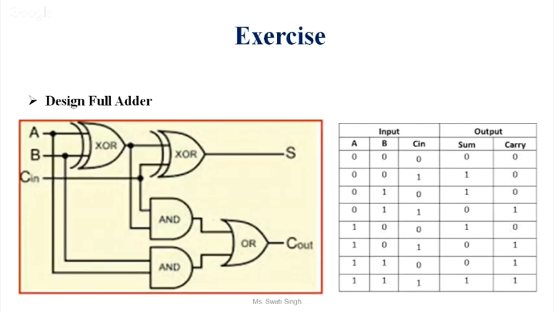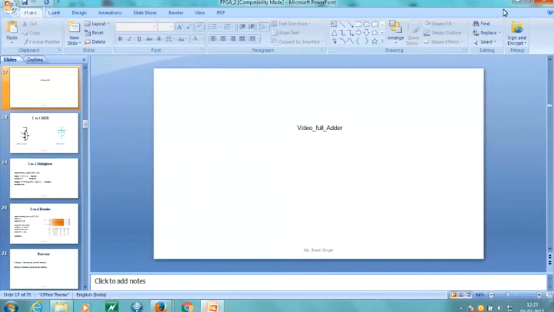Similarly, we can design a full adder. This is the truth table of full adder. We know that when all three inputs are 1, your sum and carry will be 1. Otherwise, if two inputs are 1, then your sum will be 0 and carry will be 1. So this is the logic diagram of full adder. I will show all that I am discussing till now in a video. Let's see a video.